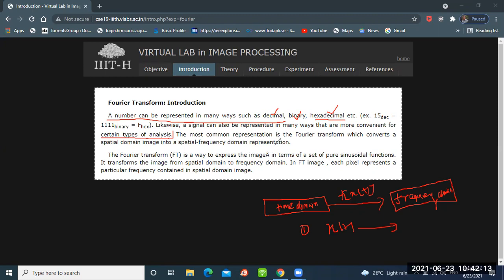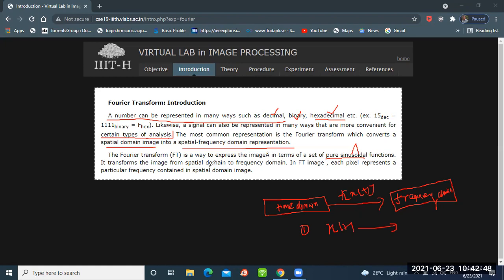Okay. So what does the Fourier transformation do? A Fourier transformation will simply convert your spatial domain image to the spatial frequency domain representation. The Fourier transformation, written as FT, is a way of expressing the image in terms of a set of pure sinusoidal functions. Sinusoidal means sine and cosine functions, the pure sine and cosine functions.